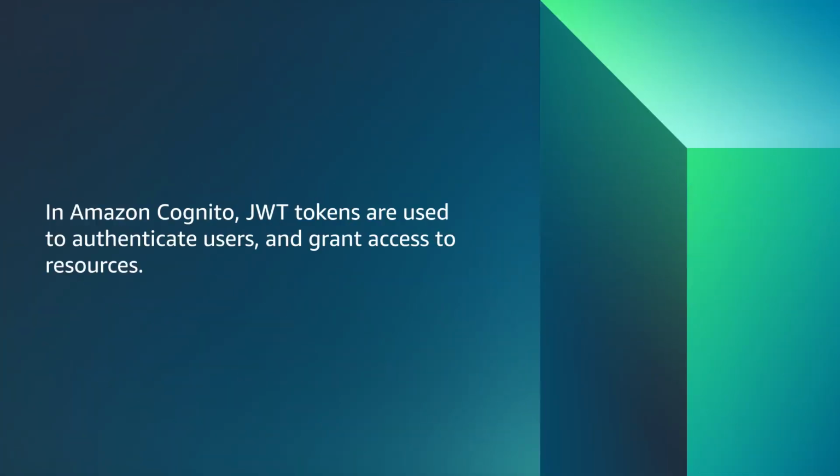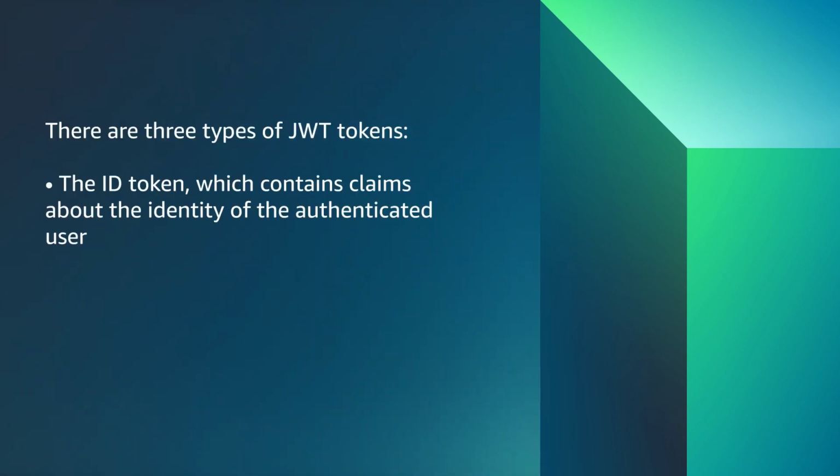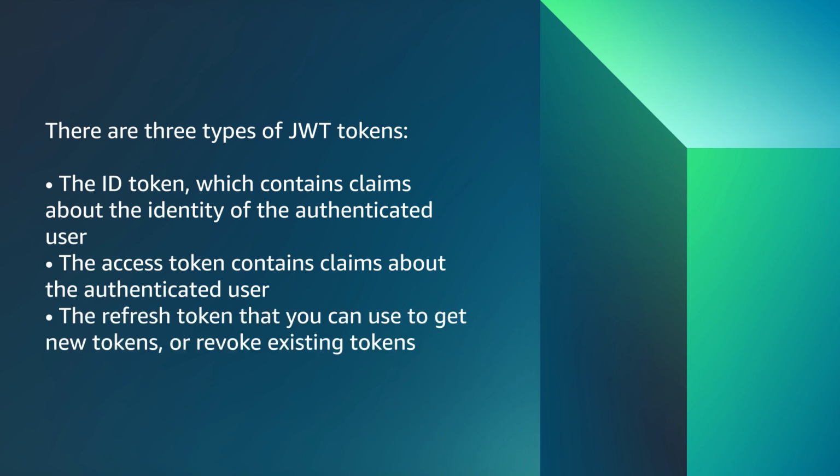Let's get started. In Amazon Cognito, JWT tokens are used to authenticate users and grant access to resources. There are three types of JWT tokens. The ID token, which contains claims about the identity of the authenticated user. The access token contains claims about the authenticated user. The refresh token that you can use to get new tokens or revoke existing tokens.